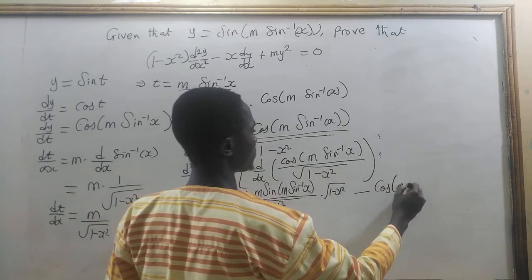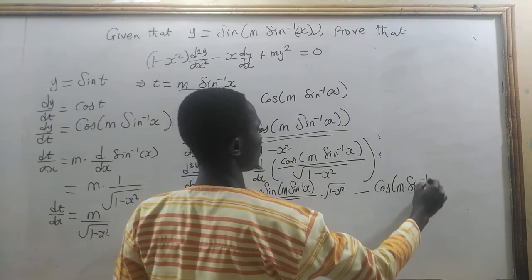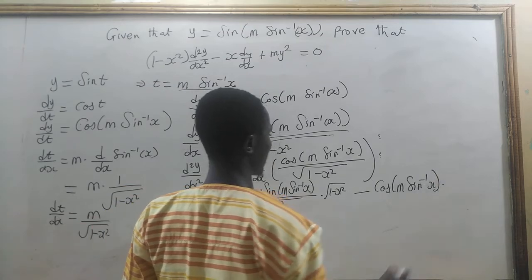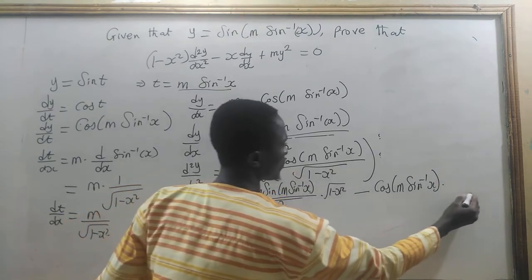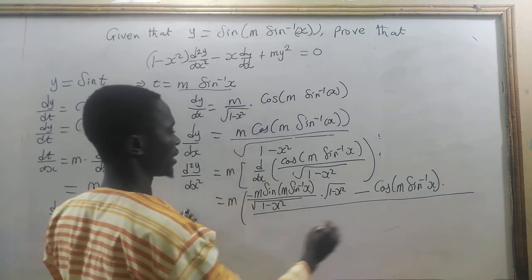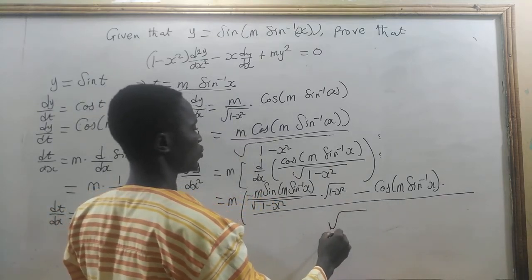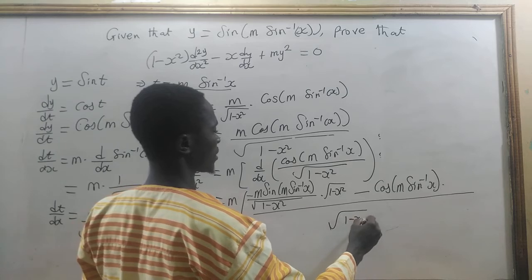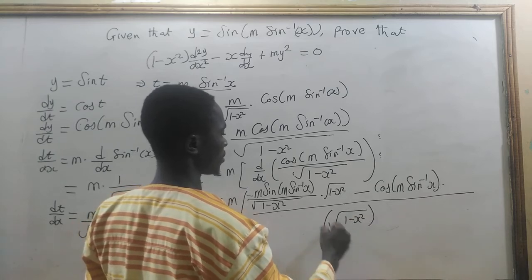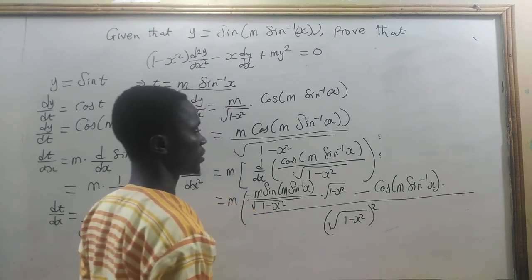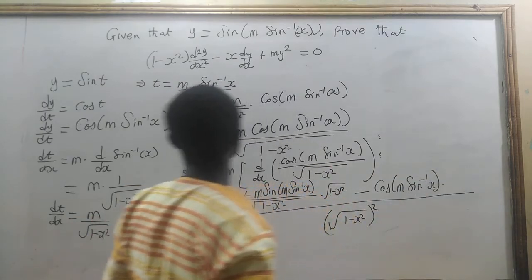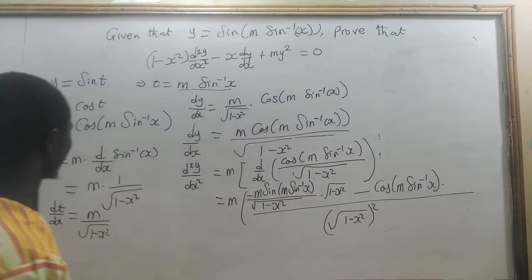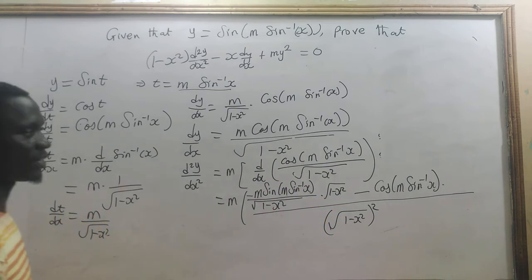Minus cosine of m inverse sine of x, times, we are going to differentiate this one. So let me bring this all divided by square root of 1 minus x squared, all squared. So how do we differentiate this and put it here? Have we done that one somewhere? No, we haven't done that one.